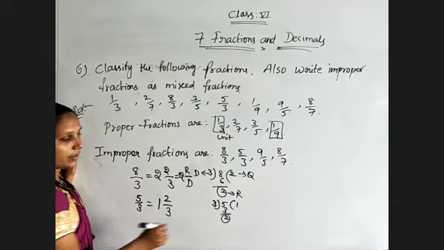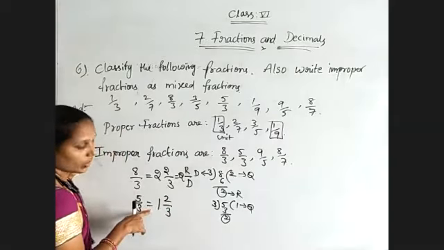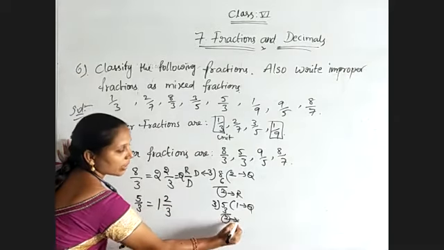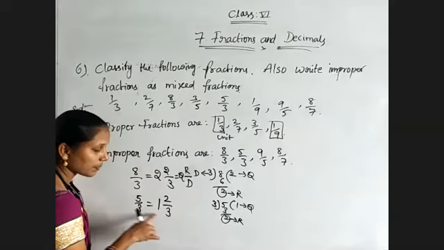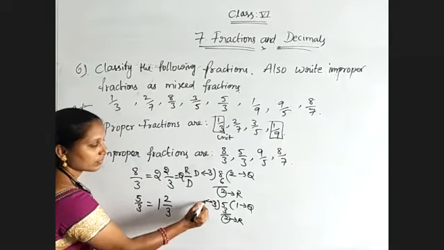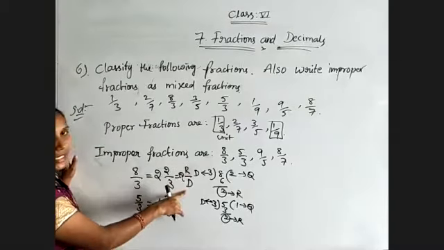1, 2 by 3. This number you have to write here, quotient. Okay, remainder, this value you must write in the numerator, and the denominator same. QR by D, remember this, QR by D.